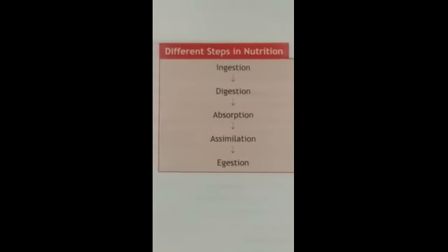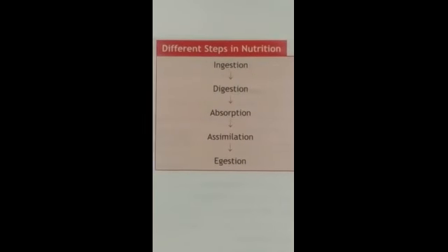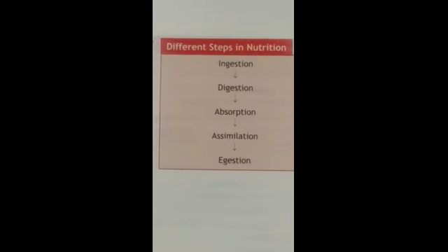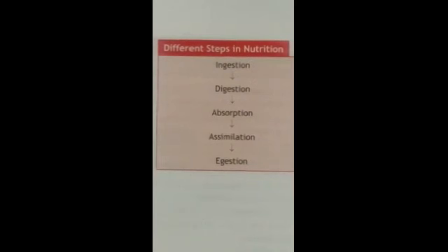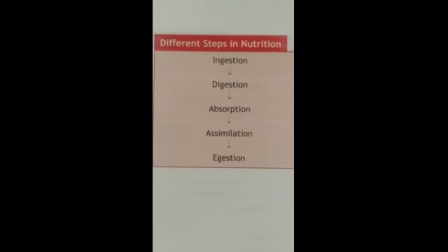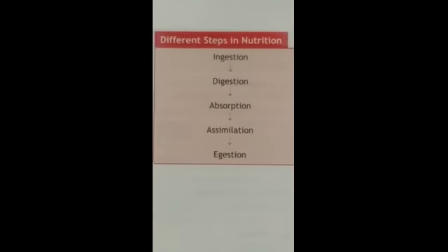And the last process is egestion. Egestion involves the process of removing undigested food material from the body. In this process, the human or the animal removes the undigested food from the body. This process is called egestion. So here are the 5 steps which are involved in nutrition.